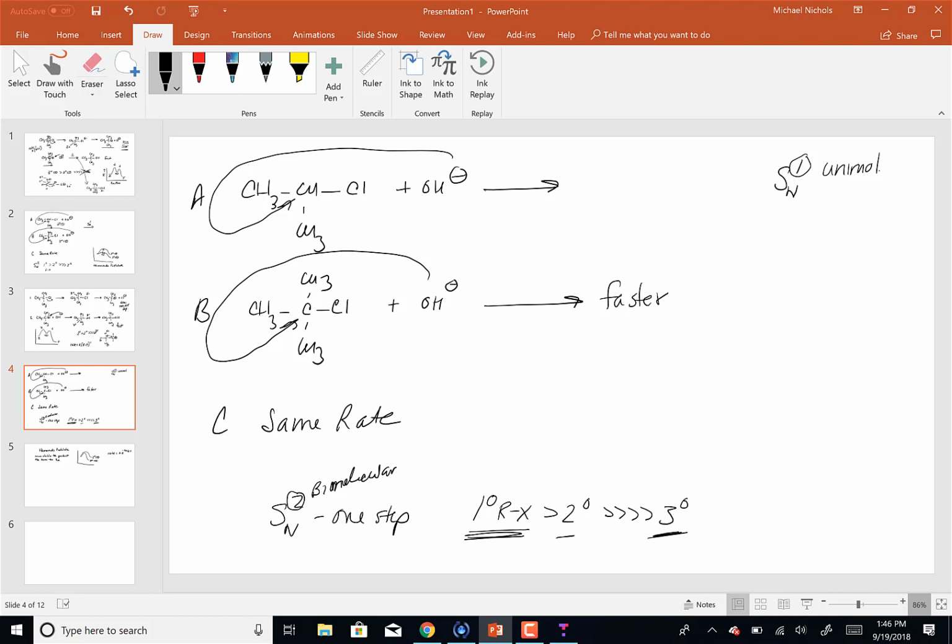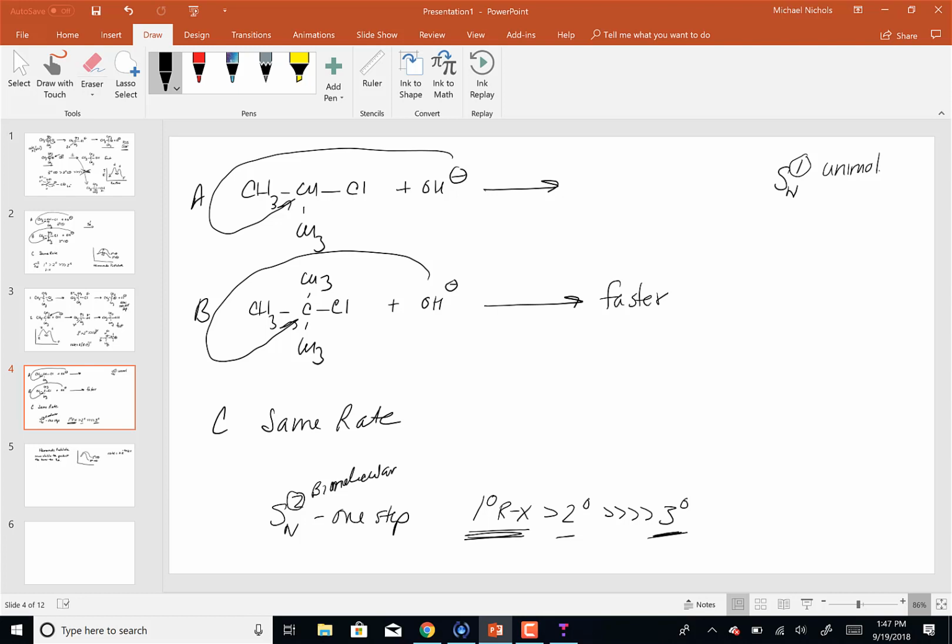So if you were thinking about the bulk, the number of alkyl groups around the carbon, good thought. It's just that we apply it to the one-step mechanism, not the two-step. So that's what we need to think about in terms of the intermediates.